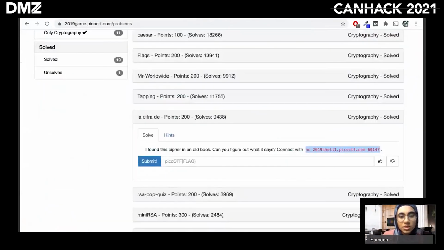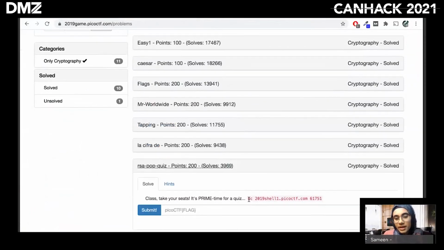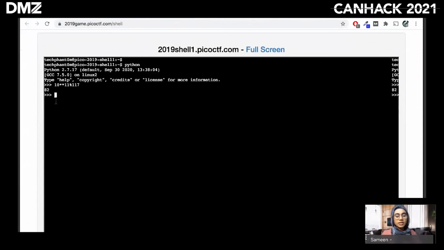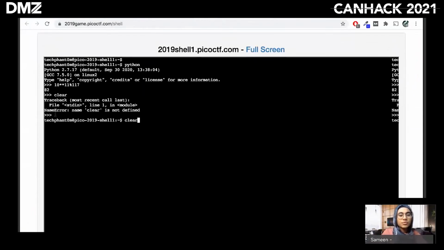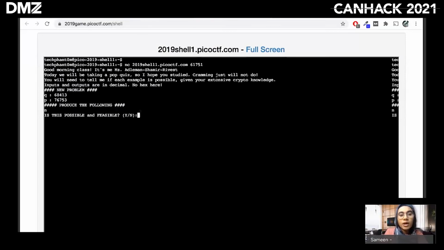So the challenge we're going to be solving is the RSA pop quiz. We're going to connect using this right here. You can use this shell to connect. All you would do is use netcat, connect to the port right here, and the problem would start.